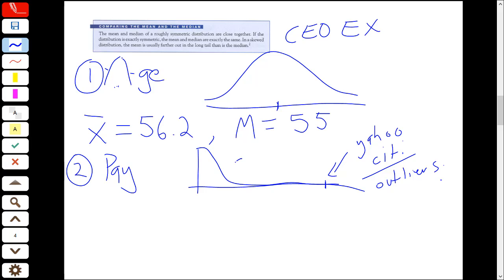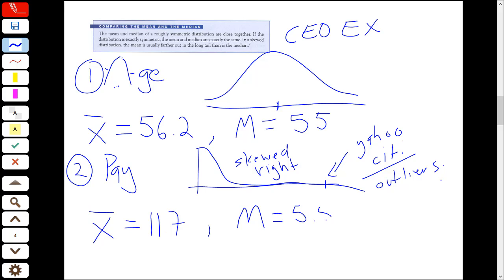And I just want to notice that this is skewed right. So in this example, the mean pay was $11.7 million a year, while the median pay was $5.5 million. Notice that these are very, very different. The mean is twice as big as the median. And that's because this outlying value here grabs the mean and pulls it towards itself. So when it's skewed right, mean greater than median.